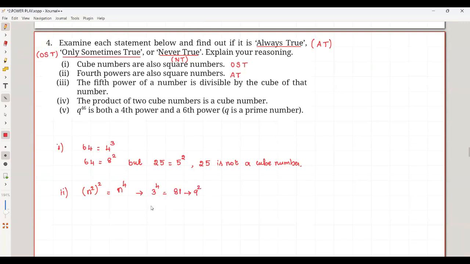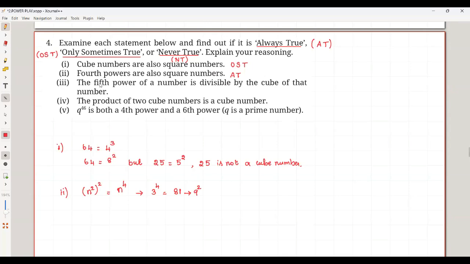In the same way, if you are taking any number to the power 4, it will be a perfect square number. 2 to the power 4 is 16, and 16 is a perfect square number. And 3 to the power 4 is 81. If you are taking 4 to the power 4, that also will be a perfect square number. Therefore, this will always be true. Fourth power is also a square number, that is always true.